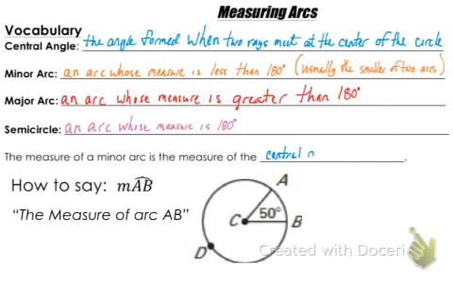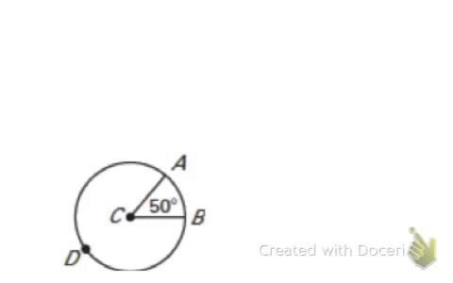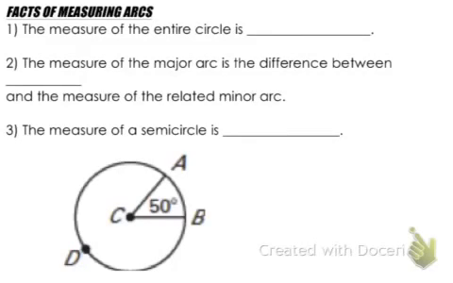The measure of a minor arc is the measure of the central angle. Here are some facts about measuring arcs. The measure of the entire circle is 360 degrees. The measure of the major arc is the difference between 360 degrees and the measure of the related minor arc. And the measure of a semicircle is half of a circle, which would be 180 degrees.